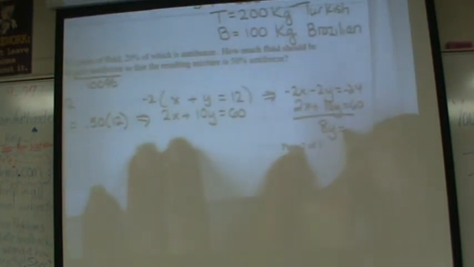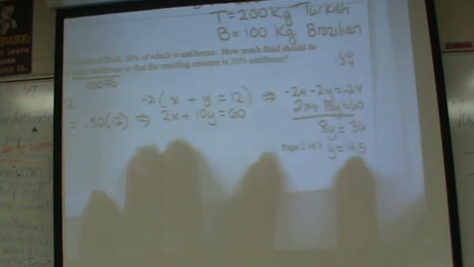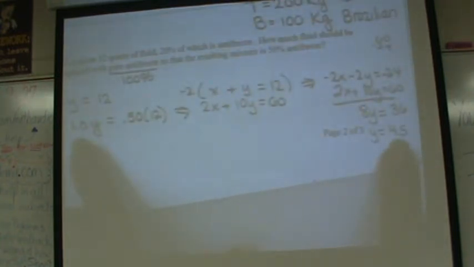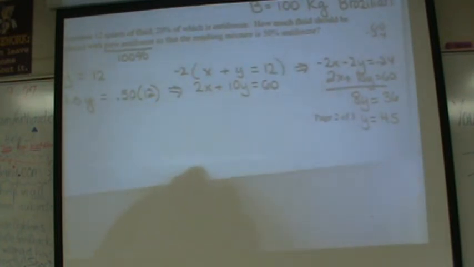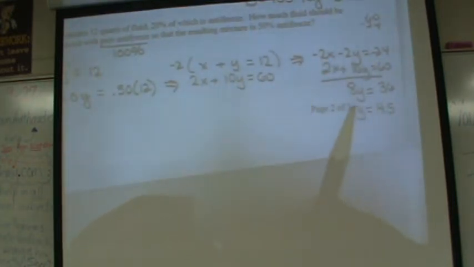I get 8y is equal to, what's 60 minus 24? 36. And then divide by 8. Okay, so you've got 4.5 quarts of the pure, and then the other one is going to be 7.5. I'm sorry, one is 4.5 and one is 7.5 quarts.